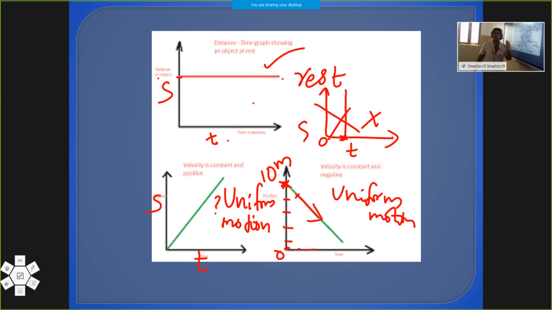So in these two, whenever you get a straight line, it is uniform motion if it is a distance time graph. But one has an upward graph, one a downward graph. What is the difference? That means the object is approaching the origin. The distance decreases with time. Okay. Clear?